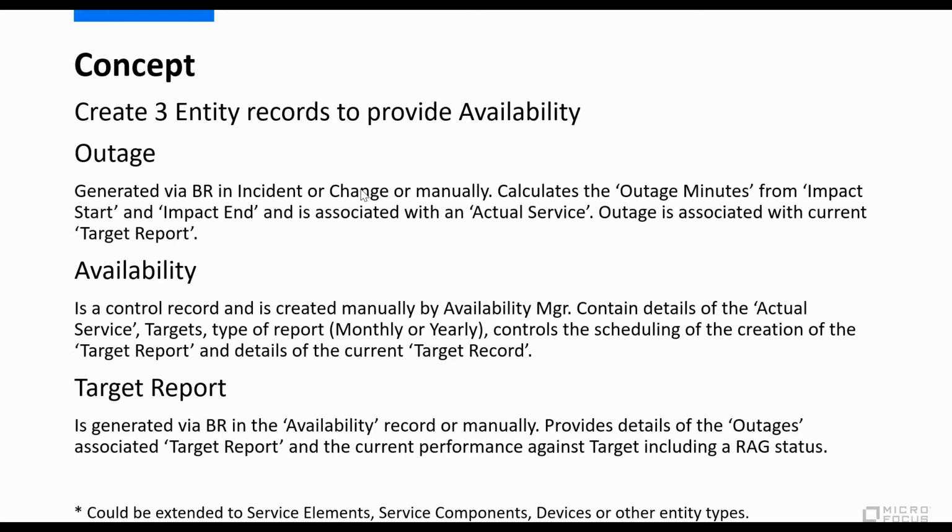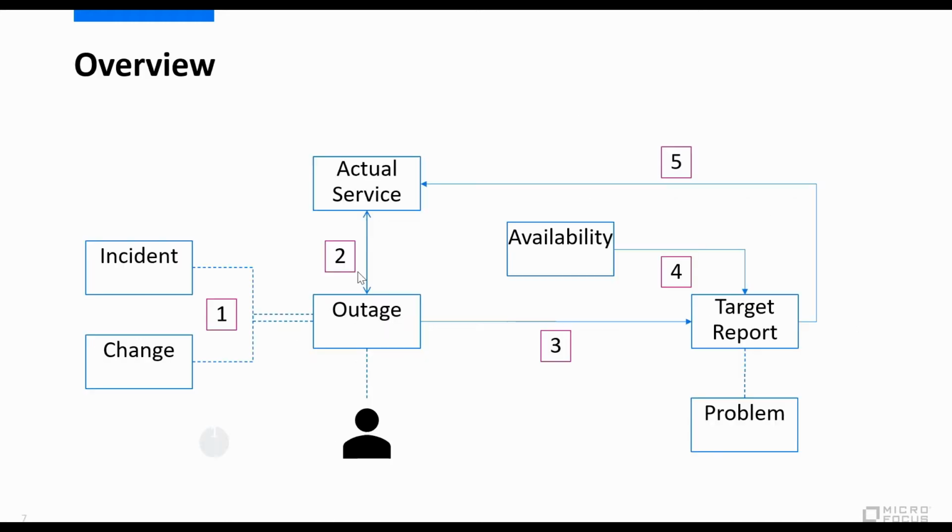So that's the three records that we felt we needed to create this overall application. So just to put it in a picture view, in the middle we have the outage record. As I said earlier, this is fed manually or created manually. It can be created from an incident, change or another record type if you like, and that can obviously be done by a business rule if you want to do that.